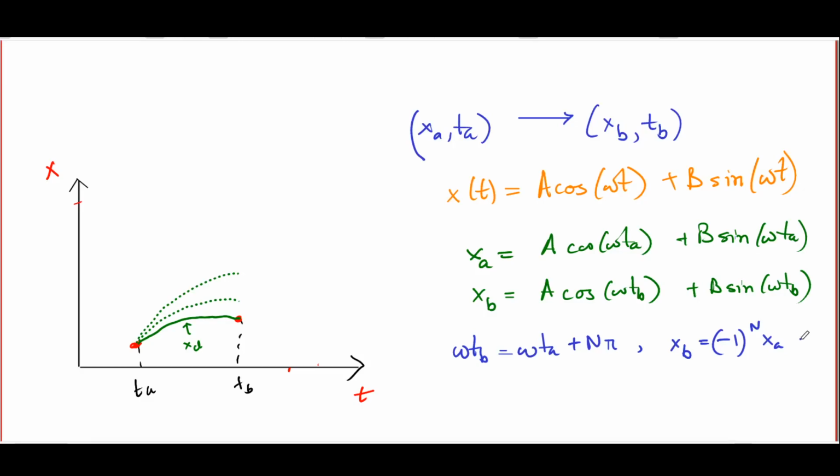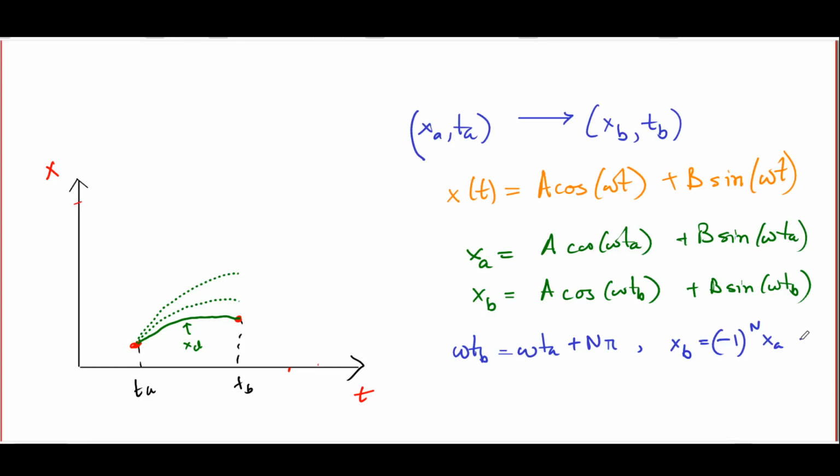So, what we end up with are no classical paths at all for arbitrary values of x_b when t_b and t_a differ by integer multiples of half period, or if x_b happens to satisfy (-1)^N x_a, then any path which goes through x_a t_a will also go through x_b t_b. Any classical path, that is. So, on the one hand, you may not have any classical paths at all joining the two points if x_b is not equal to (-1)^N x_a, or if x_b is equal to (-1)^N x_a, you have infinitely many classical paths.